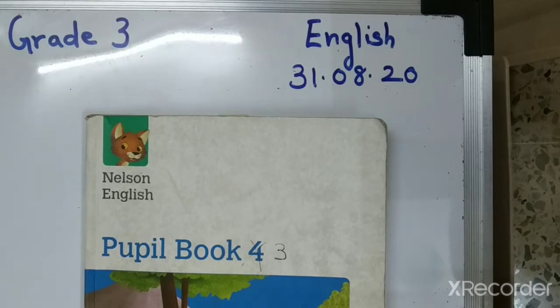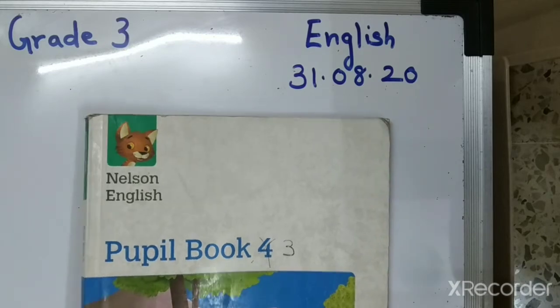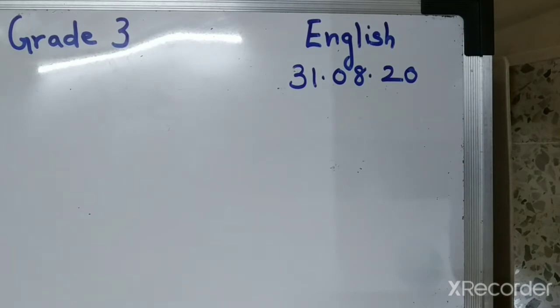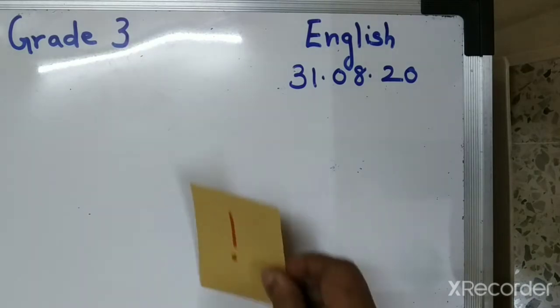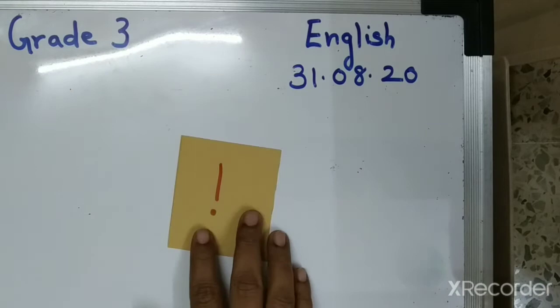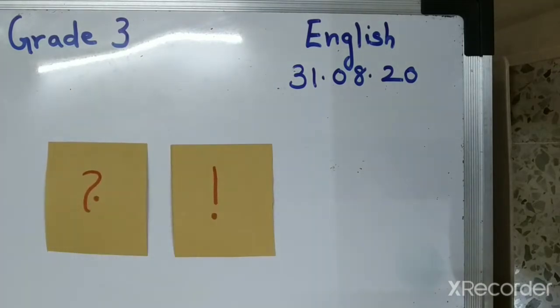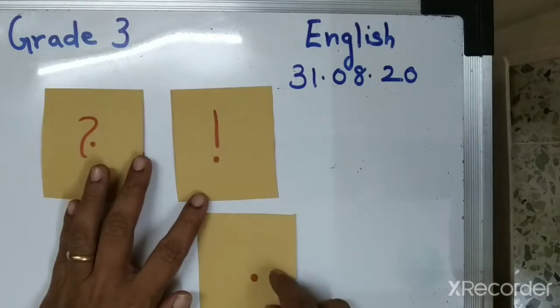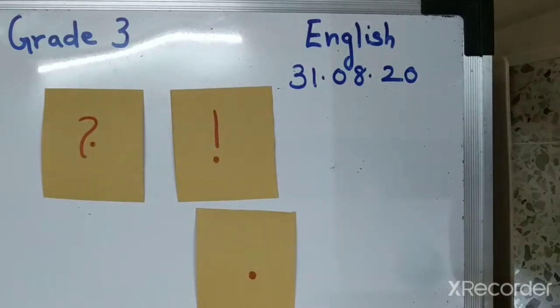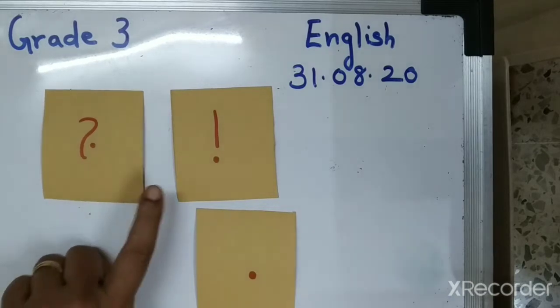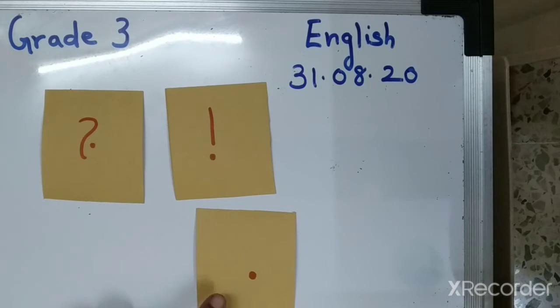Well, children, I want you to identify these. Yes, what's this, children? This, yes, very good. This is a question mark, this is an exclamation mark, and this is a full stop.